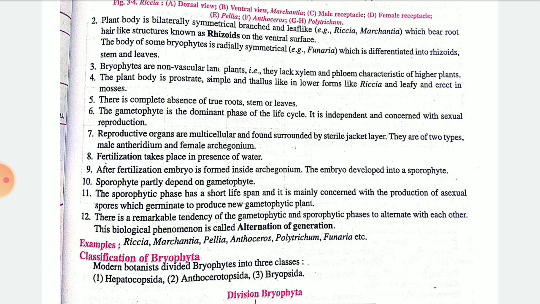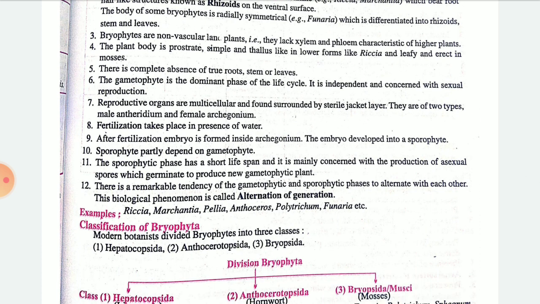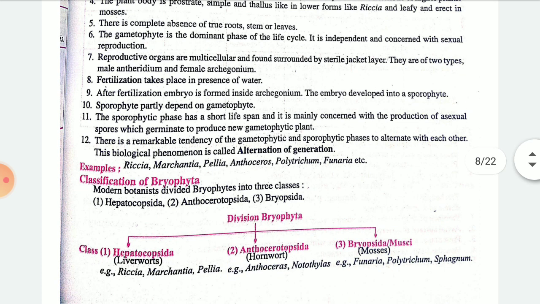The gametophyte is the dominating phase of the life cycle. Sexual reproduction may occur. They consist of a sterile jacket layer, which is again of two types: male, known as the antheridium, and female, known as the archegonium. Fertilization generally takes place in water. Fertilization and development of the embryo take place inside the archegonium, the female reproductive organ. The sporophyte partly depends on the gametophyte. The sporophytic phase has a short lifespan. Then spores germinate to produce new gametophytic plants. Alternation of generation is very nicely present here.